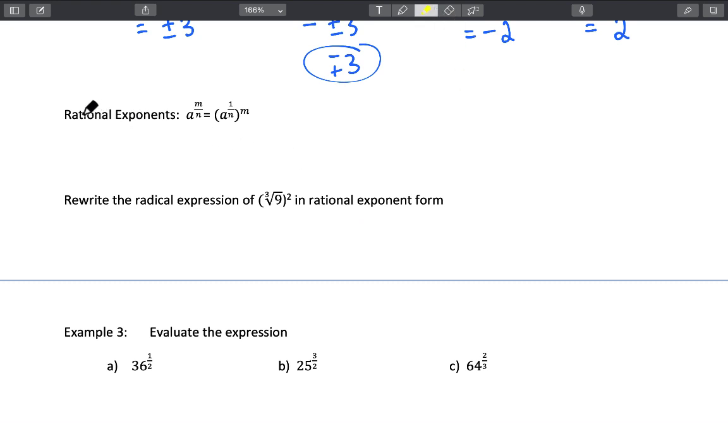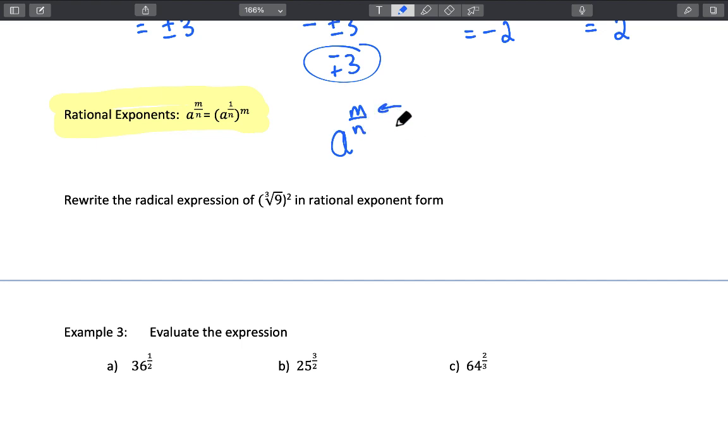All right, let's take a look at rational exponents. Now, rational exponents are a way to write radicals using an exponent form. So you see here that we have this base, a, and I'm going to write it over here, to the rational exponent of m over n. Now, what this is telling me to do is take the base a, and raise it to the mth power, but then take the nth root of that.